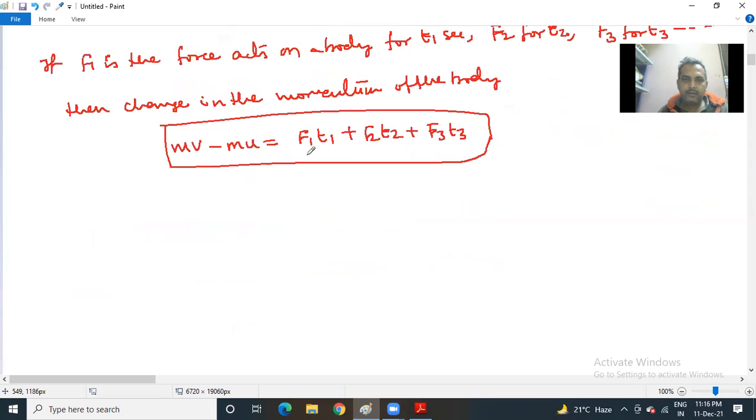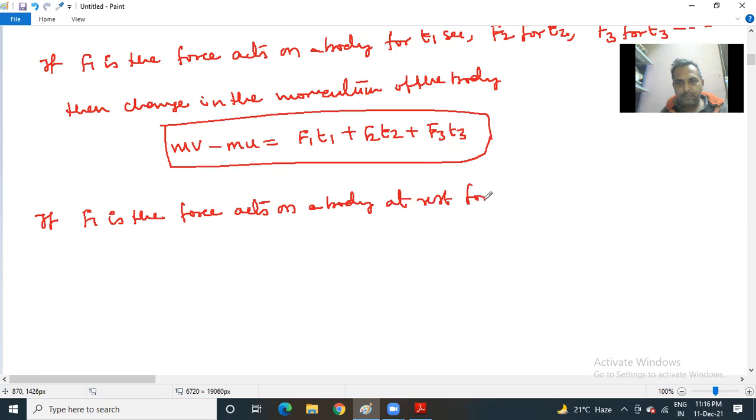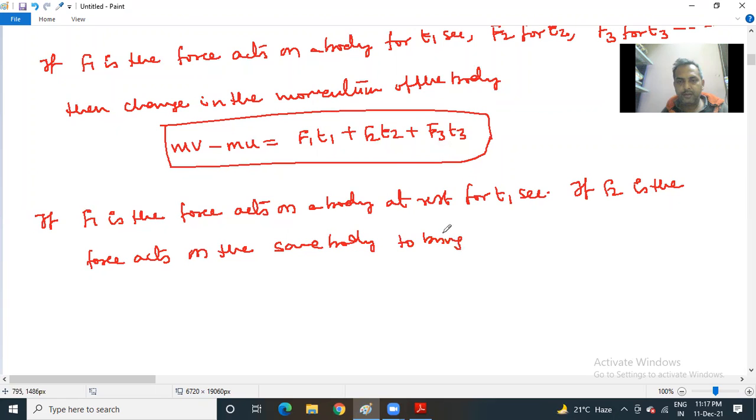Next, there is one more application. If F1 is the force that acts on a body at rest for t1 seconds, and F2 is the force that acts on the same body to bring it to rest, then we can write F1 T1 is equal to F2 T2. So there will also be numericals on this step.